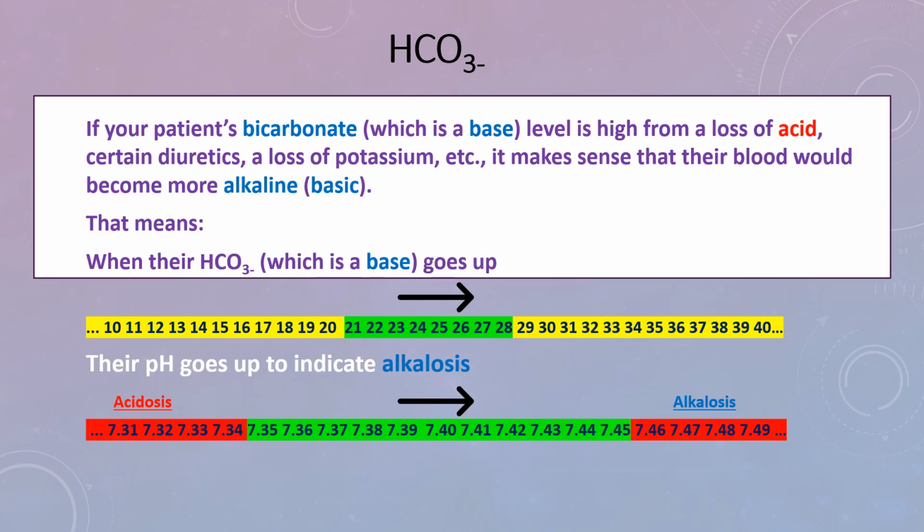If your patient's bicarbonate level, which is a base, is high from a loss of acid, certain diuretics, a loss of potassium, etc., it makes sense that their blood would become more alkaline, basic. That means when their HCO3, which is a base, goes up, as indicated in the first graph, their pH goes up to indicate alkalosis. The more base you have, the more basic your blood becomes.